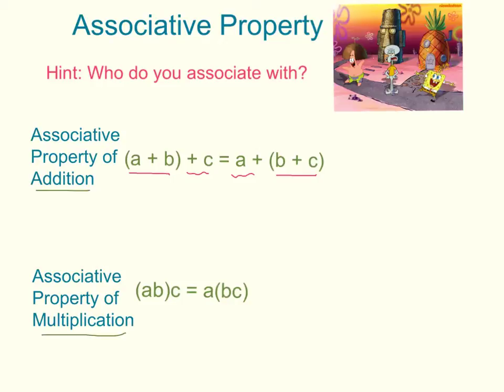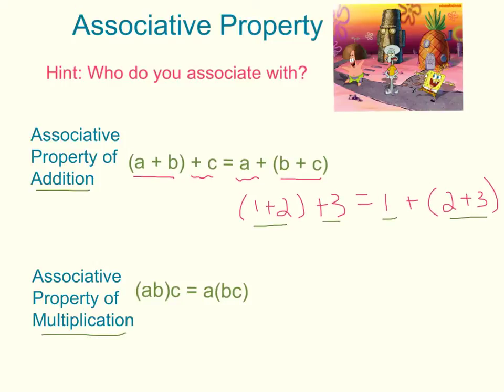So, for example, let's say you have 1 plus 2 plus 3. You should get the same thing if you first do 2 plus 3 and then add 1. So let's check. This should give you 3, and 3 plus 3 is 6. And then over here, 2 plus 3 is 5, and 5 plus 1 is 6. So we get the same on both sides.